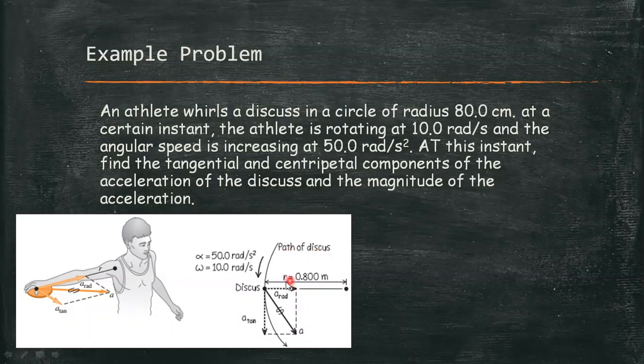When you look at the top view, the path of the discus is here, the circular one. The arm is the radius with 0.8 meter, and the centripetal acceleration is along the arm, and the tangential is here, perpendicular with the arm, and the acceleration is this one. So we're looking for the tangential and centripetal components of the acceleration, and also the magnitude of the acceleration.